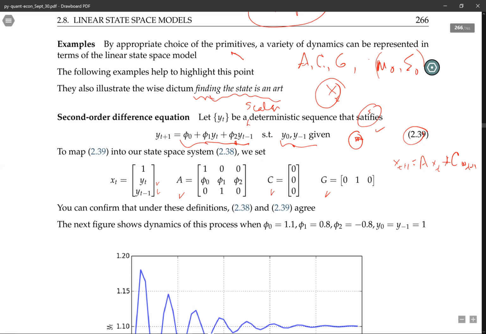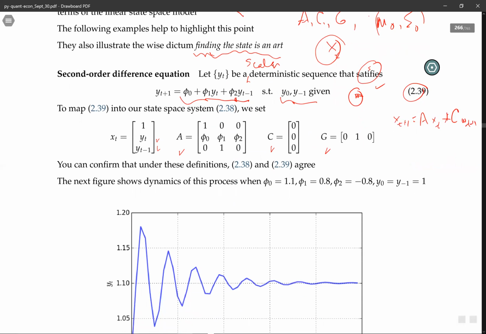If you just check this out, you'll see that this works, because let's write this out. Fortunately, I have some room here. I've got, what does this say? Copy 1, y_{t+1}, y_t. That's x_{t+1}. Copy A: 1, 0, 0, phi 0, phi 1, phi 2.